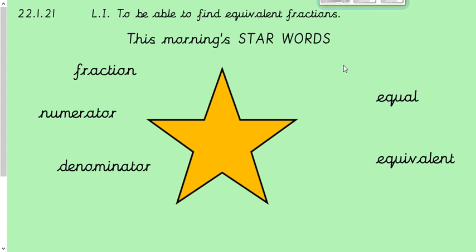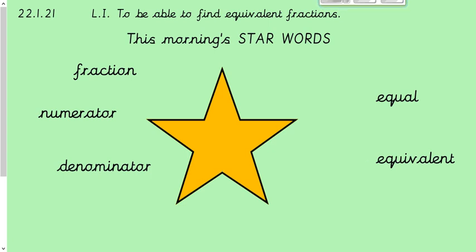Okay, hopefully you had a quick think about those. So remember the numerator is the number on the top of the fraction. Denominator is the number on the bottom. Remember the D for down. So it's down below at the bottom of the fraction. And equivalent means the same. So if there are two fractions which have the same value, then they are equivalent.